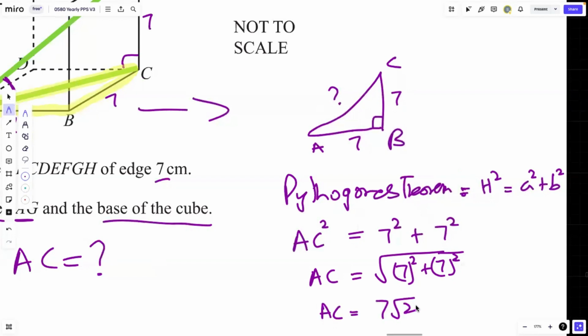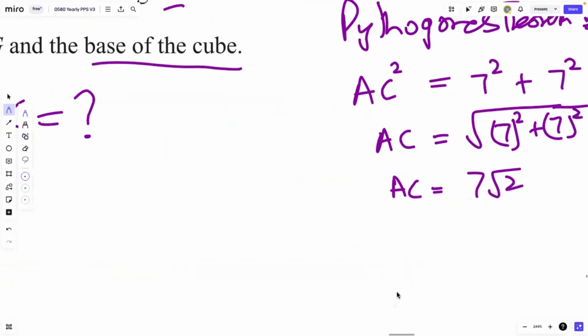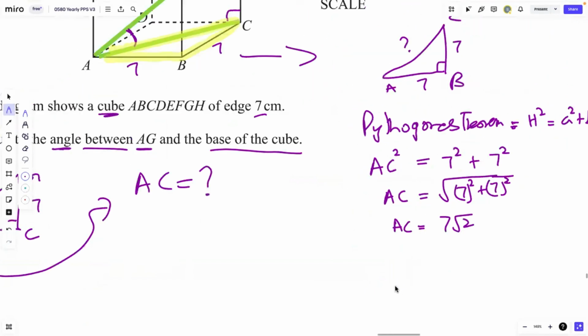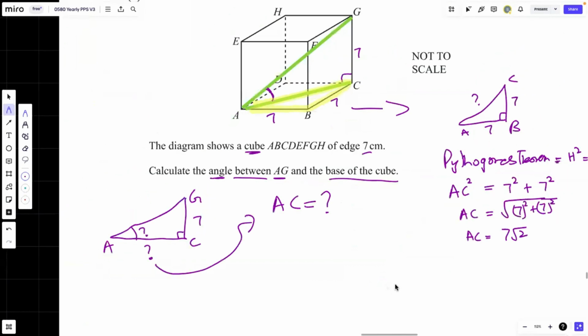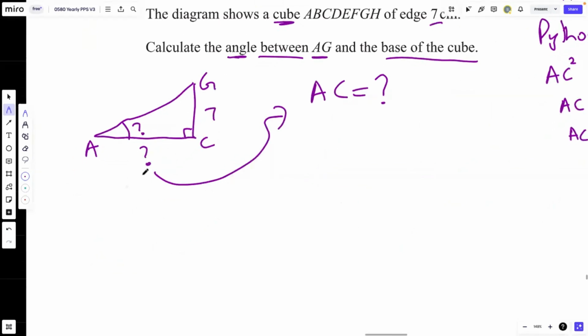AC is 7 under root 2. We'll use the non-decimal answer here, so we have more accuracy. So 7 under root 2 is AC. Now we have figured out that this is 7 under root 2, and now we know two sides.